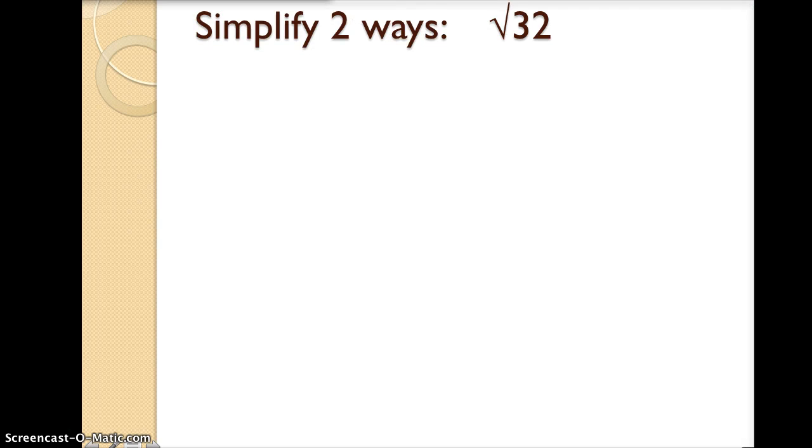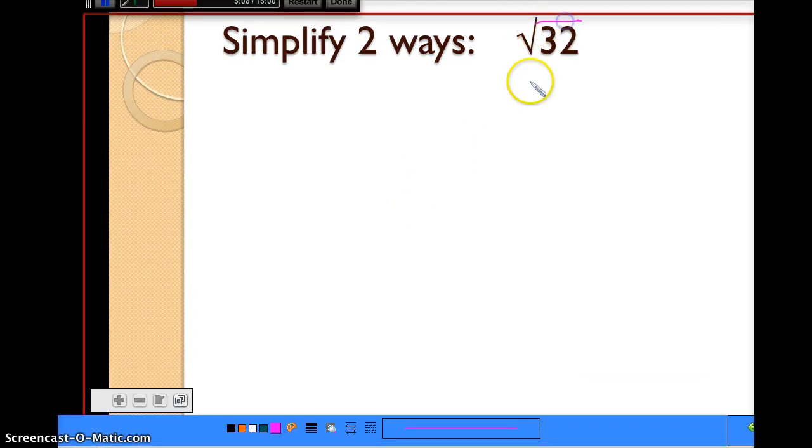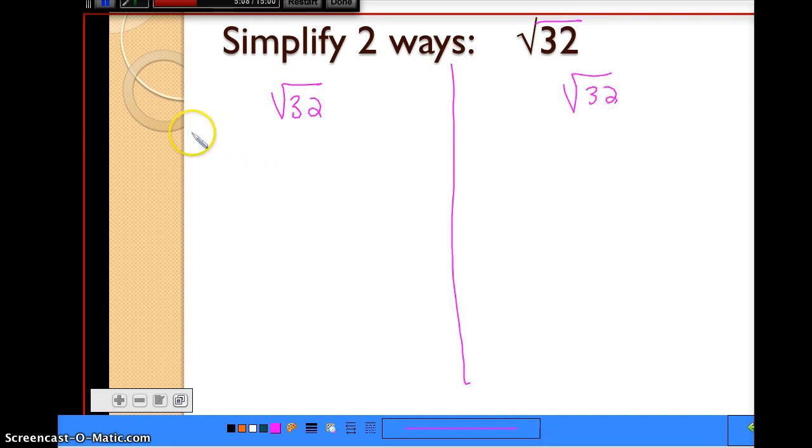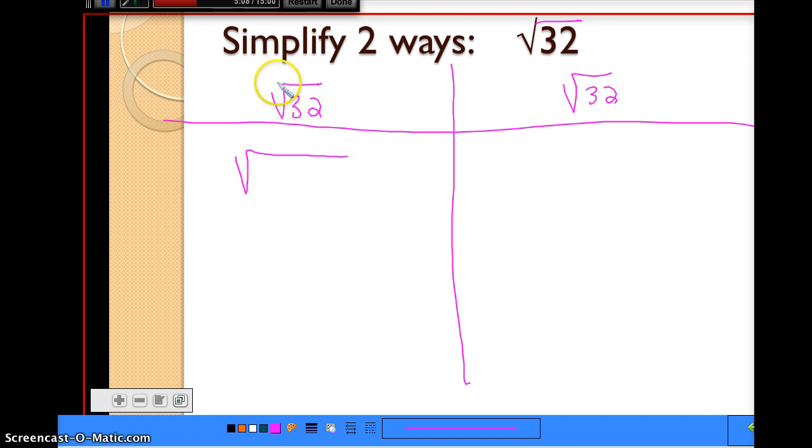All right, we're going to simplify this two different ways. Square root of 32. I'm going to do it one way, then I'm going to do it another way over here. The first way I'm going to do it is I'm going to say, 32 we know is not a perfect square, so we're going to have to simplify it. And I didn't talk about this, but the index of this is an imaginary 2, which they'll never write there for you. That just means it's a square root. So if you don't see anything there, you know it's a 2.